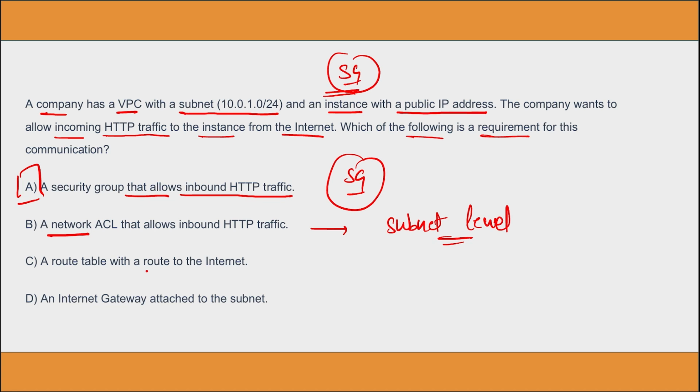Then a route table with a route to the internet. See, a route table is also not required because the instance already has this IP address, so no route table will be required here. Fourth option, an internet gateway attached to the subnet. It is also not required, as it is not the only requirement for the incoming traffic, right? The internet gateway may be attached to the subnet, because from the subnet we will be using this internet gateway to connect to the internet, but it is not the only requirement for the incoming traffic. But a security group will be definitely required here.